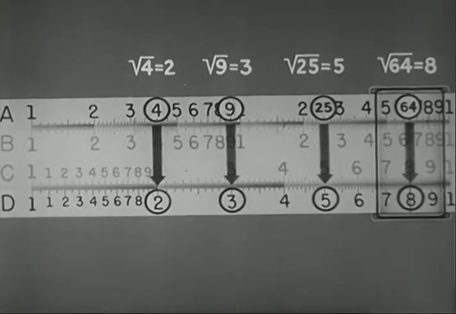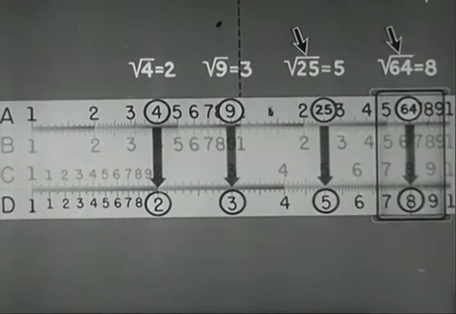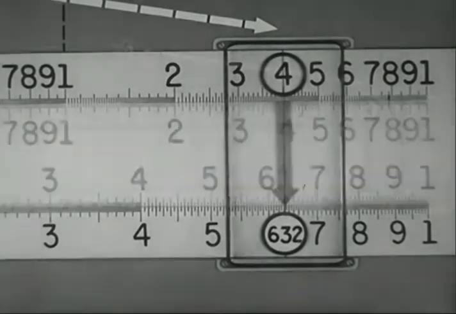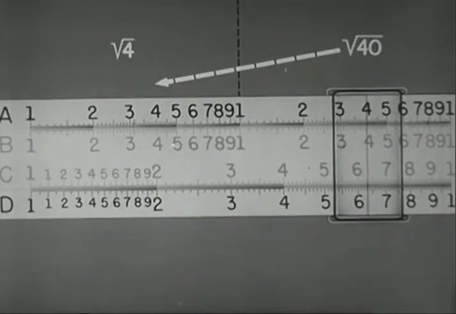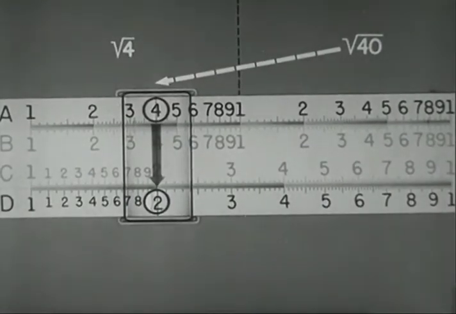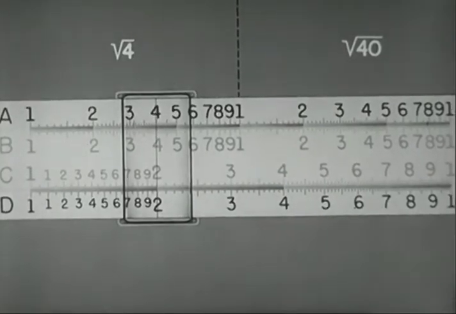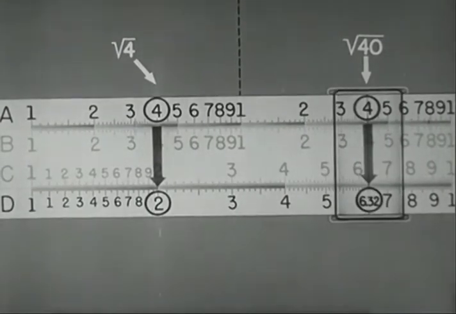Notice that to obtain the square roots of single-digit numbers, the left half of the A and B scales is used. Of two-digit numbers, the right half. If we try to obtain the square root of 4 on the right half, we read 632, which of course cannot be the answer. If we try 40 on the left half, we read 2, which of course is wrong. Remember, in finding square roots, use the left half for single digits, the right half for two digits.